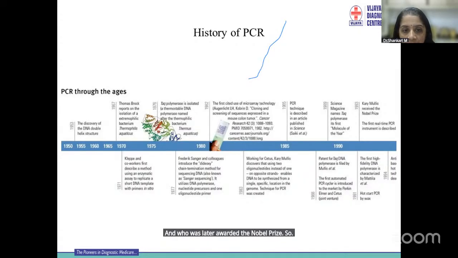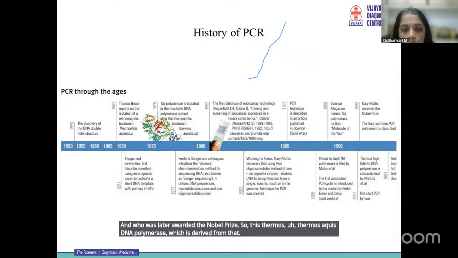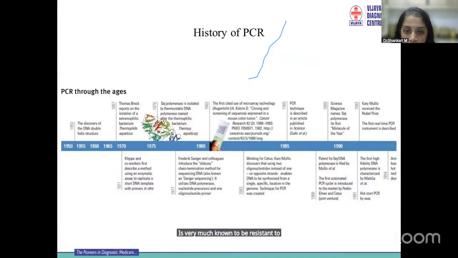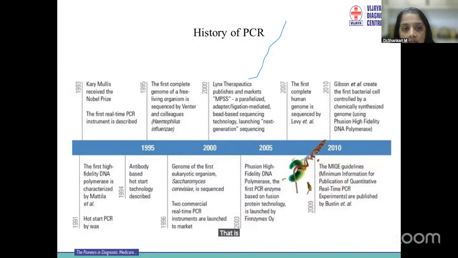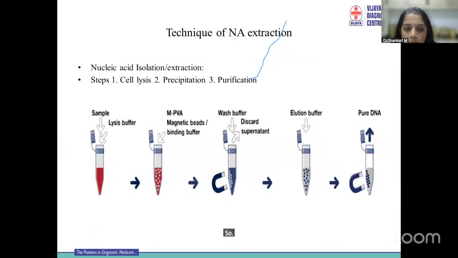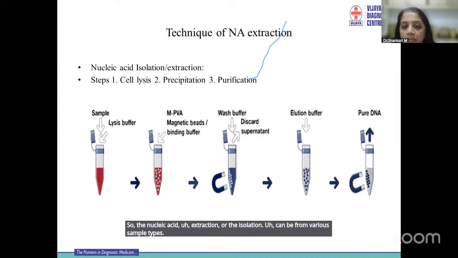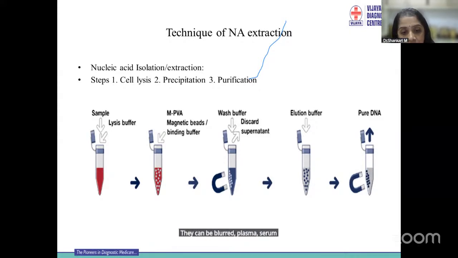So this Thermus aquaticus DNA polymerase, which is developed from that, is very well known to be resistant to different temperatures. That is the reason this is used in the PCR technique. So PCR relatively focuses on a minuscule segment of this DNA. So the first step is the nucleic acid isolation. The nucleic acid extraction or isolation can be from various sample types. They can be blood, plasma, serum, pus, body fluids, urine, tissues, any type.